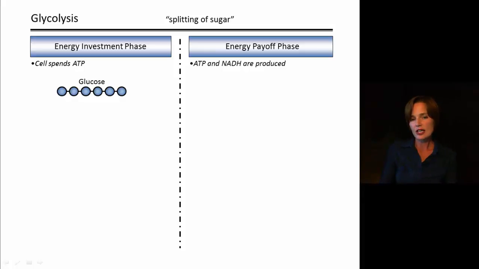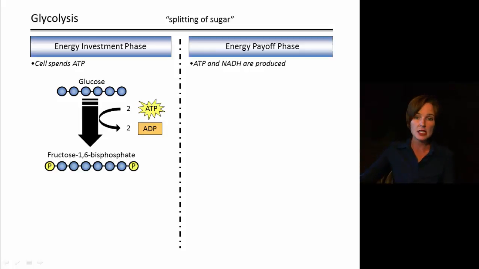If we look at the energy investment phase, we are going to start with a glucose molecule, which is a relatively small carbohydrate. It's just 6 carbons in size. And we're going to have to use some ATP to actually make this molecule more likely to split open, which is what we're trying to do here. So notice that we've got some ATP going into this process. We see the arrow going in, which means we're using it.